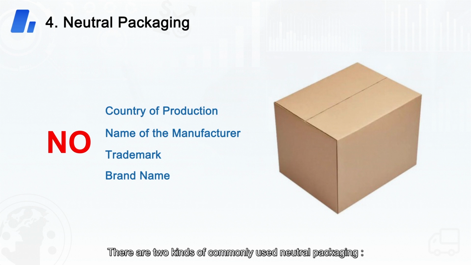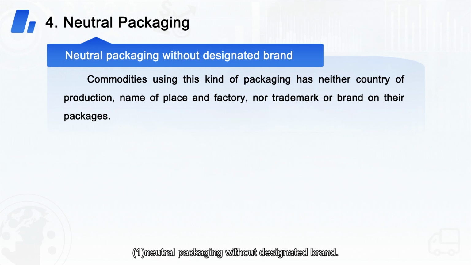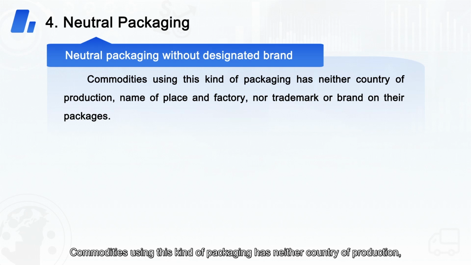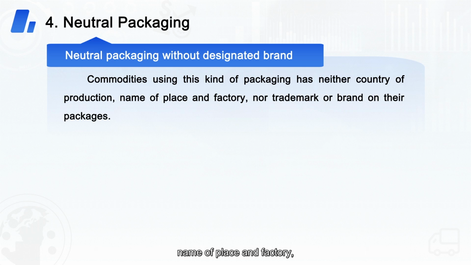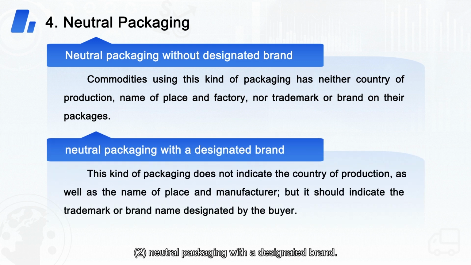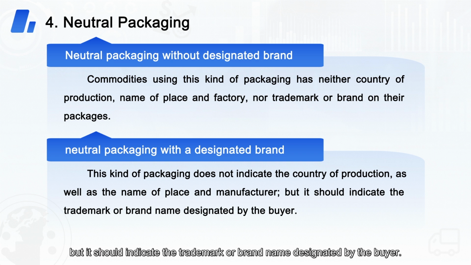There are two kinds of commonly used neutral packaging. 1. Neutral packaging without designated brand. Commodities using this kind of packaging have neither country of production, name of place and factory, nor trademark or brand on their packages. 2. Neutral packaging with a designated brand. This kind of packaging does not indicate the country of production, as well as the name of place and the manufacturer, but it should indicate the trademark or brand name designated by the buyer.